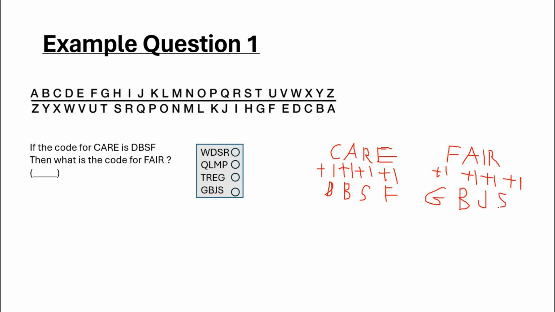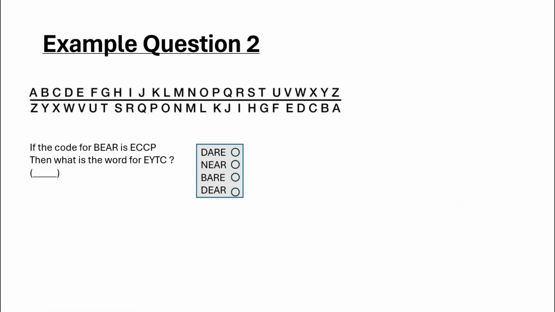So that is our code, GBJS. Now let's check inside the answer options if GBJS is inside there. So WDSR, QLMP, TREG, and there you go, GBJS, and that is the answer to this question. Okay. So I'll go through this one too, so you get the understanding of it.